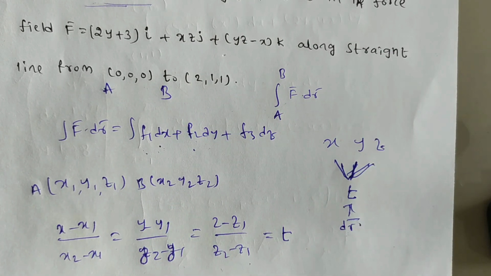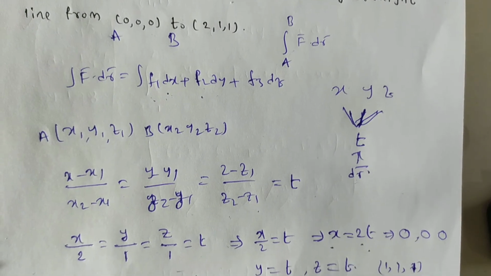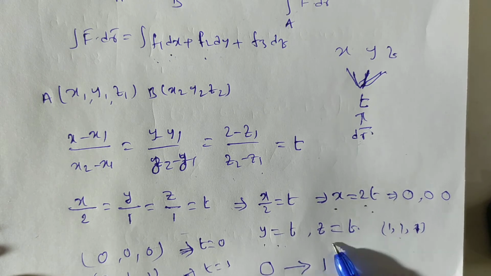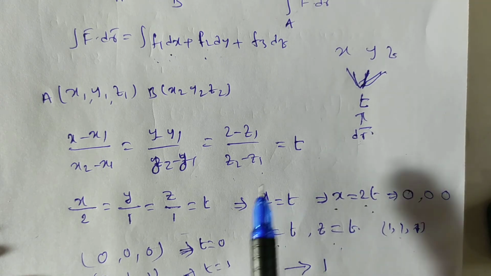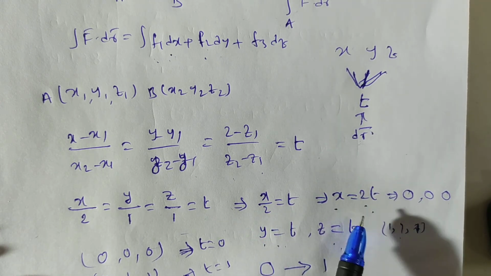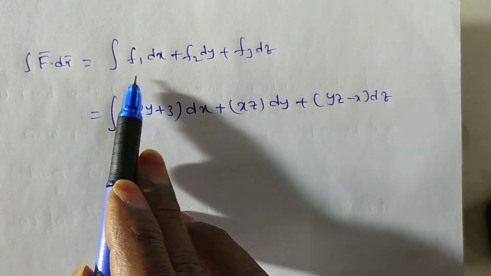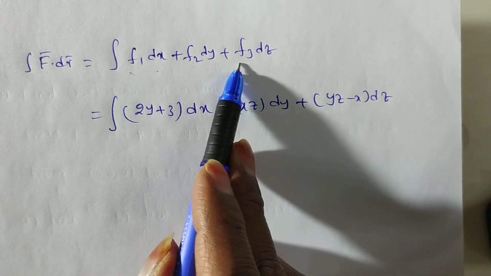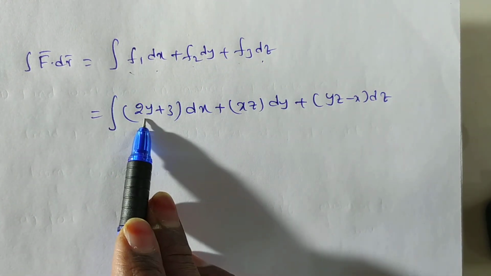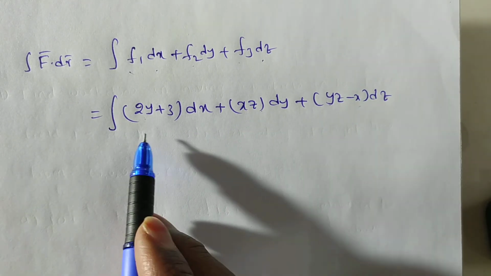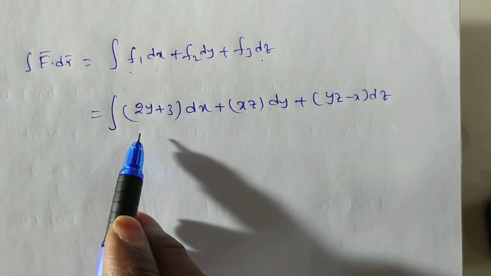That's it. Now I have the lower limit of t is 0 and the upper limit of t is 1. And the x value I know, y value I know, z value I know. Okay? Now x, y, z are in terms of t. So this is a parametric form or not? Yes. So the integral of f dot dr is equal to f1 dx plus f2 dy plus f3 dz, where f1 I have written already: 2y plus 3, f2 is xz, f3 is this one. So now we have to change x, y, z in terms of t or not?